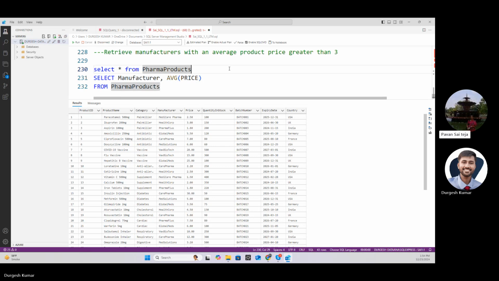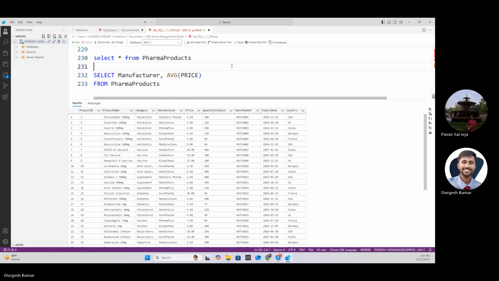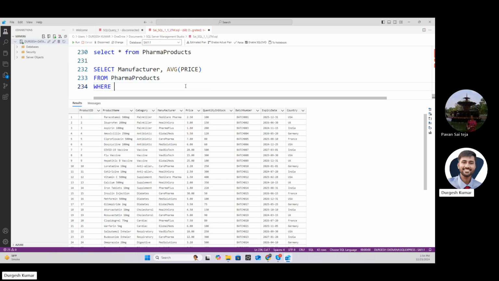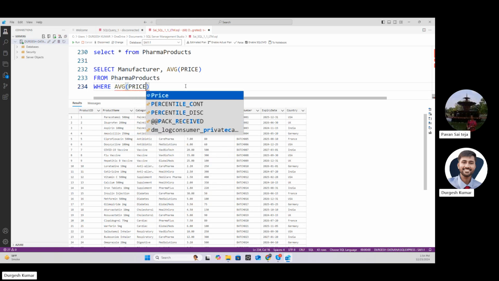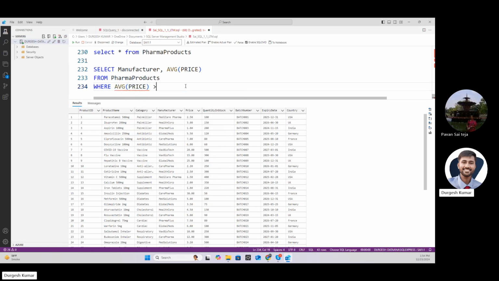Yeah, like where next, after which where average price is greater than 3. Right? Shall I proceed? Shall I run this?